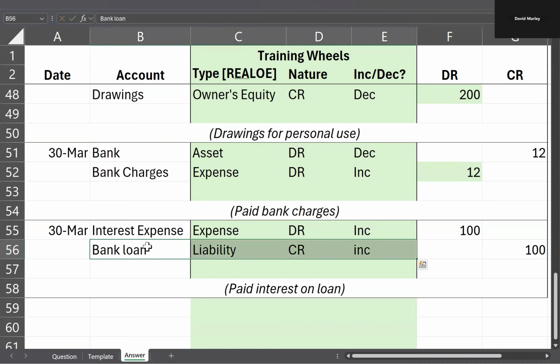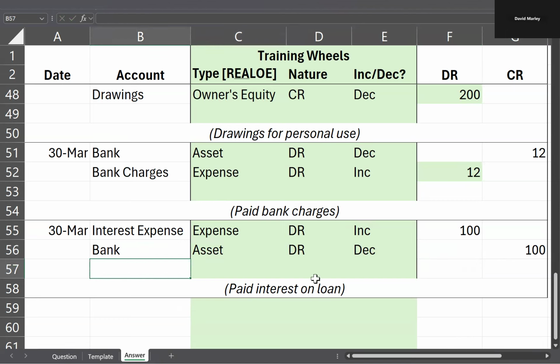So with the interest, it either increases the amount you owe, which is what's currently on the screen, or if you've actually paid it out of your bank account, it's going to decrease your asset for bank. And I think that'll be the answer that's in the textbook because pretty much all the transactions have used the bank account, haven't they?